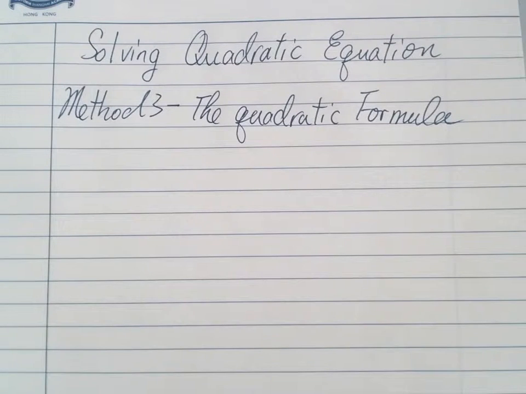Alright, method 3, solving a quadratic equation with the quadratic formula. Alright, that is the worst case scenario. Whenever you can see a quadratic equation cannot be factorized or solved by completing the square, then we will start with the quadratic formula, because this might not give you a real root, but it will let you know whether there is a root or not.